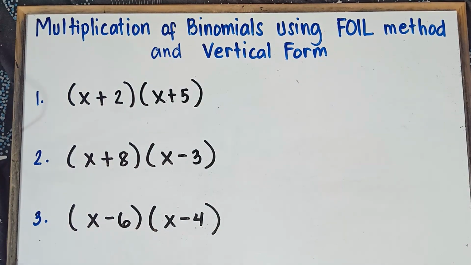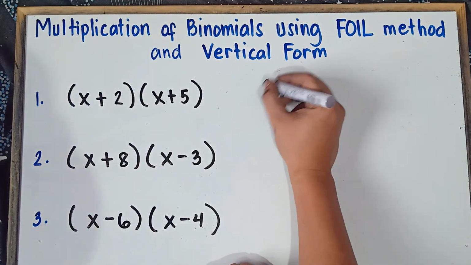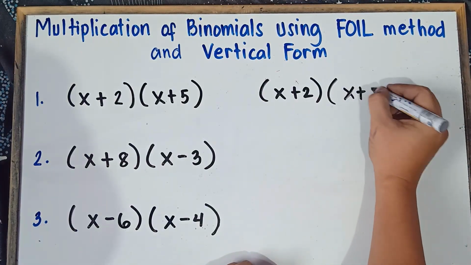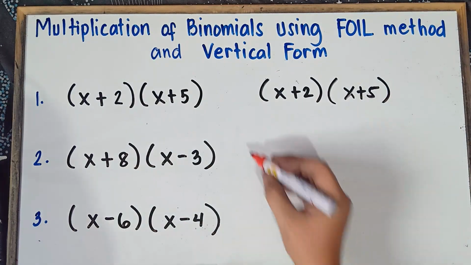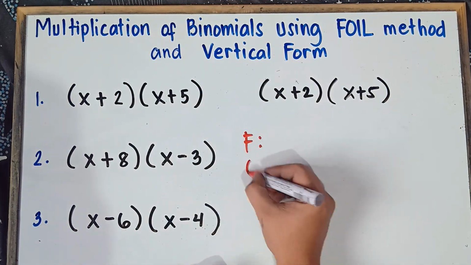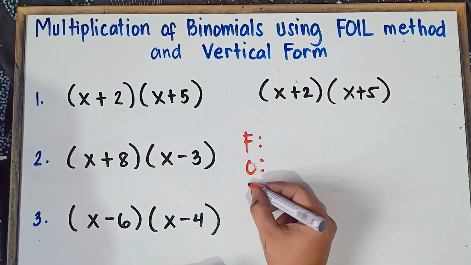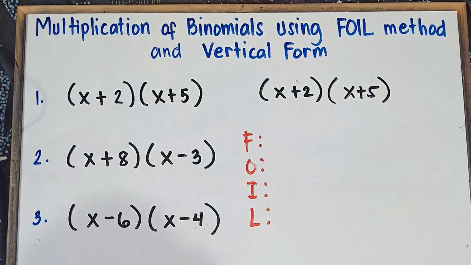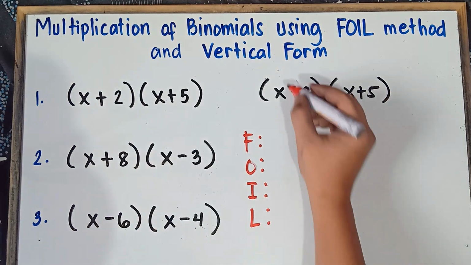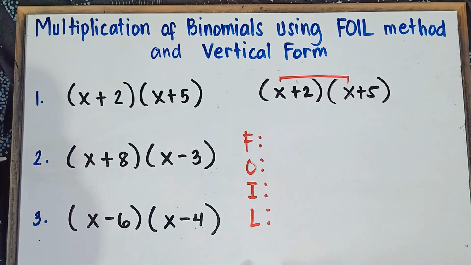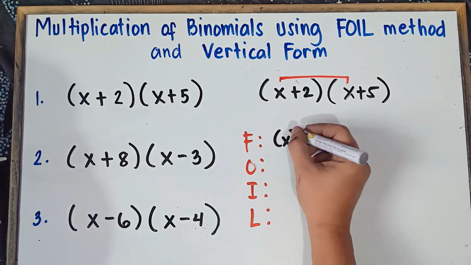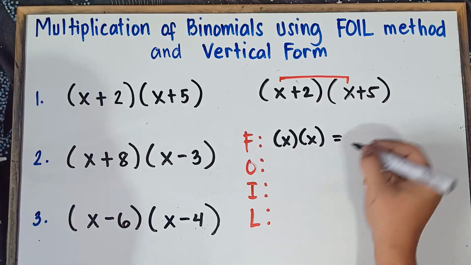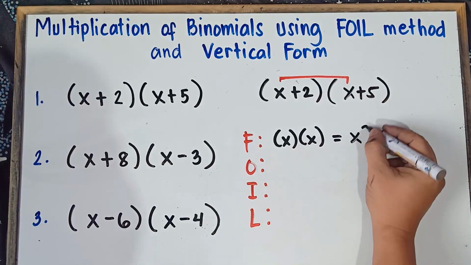So let's multiply the following binomials. Our given binomials, we have the quantity x plus 2, and then we have the quantity x plus 5. So once again, FOIL method: F, that would be the first term, O, the outer terms, I, the inner terms, and then L, the last terms. So first term, this one right here, class, x times x. So x multiplied by x, what would be the answer, class? That's correct, that would be x squared, right? Once again, class, x times x, that would be x squared.